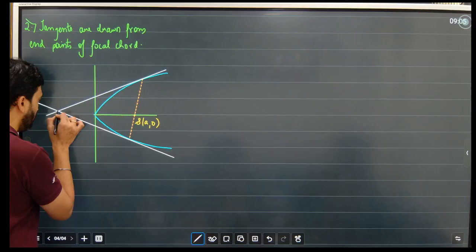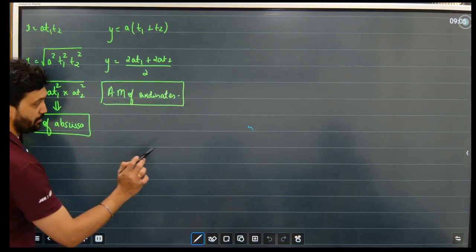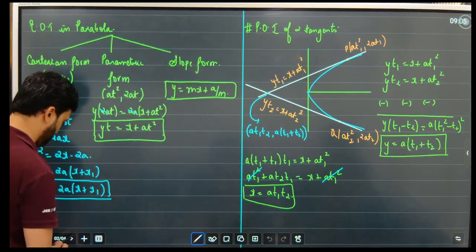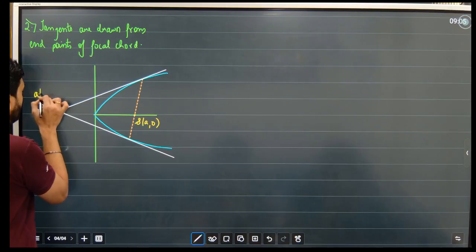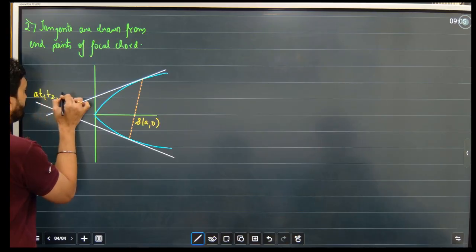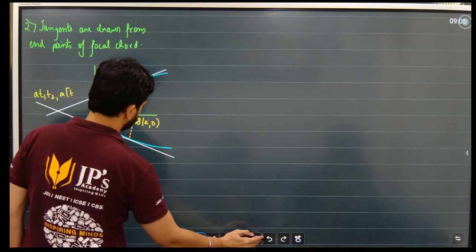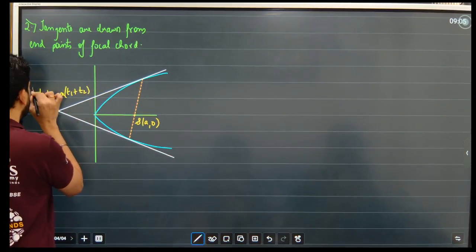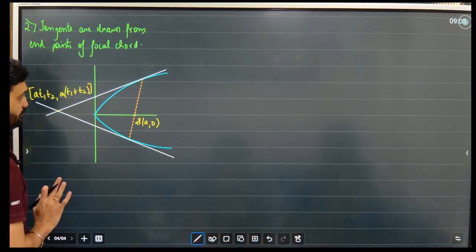Also, I have this point of intersection. We just found out the point of intersection. My point of intersection is (a t1 t2, a(t1 + t2)). So this point will become (a t1 t2, a(t1 + t2)). This is your point of intersection, guys.